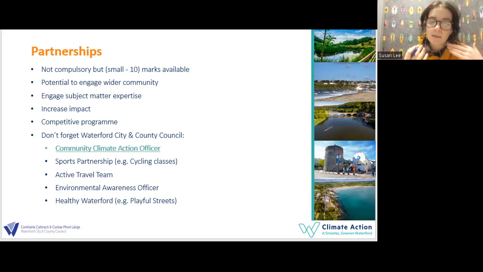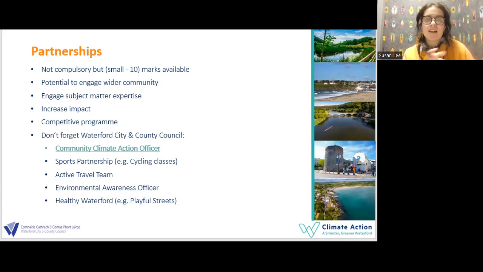Also, I would say this will be a competitive program with limited funding, and we would like a nice geographical spread. So groups in one location could choose to pool their projects together and apply as one if they wanted. You do not have to do that. It's just an option. And also, please don't forget that Waterford Council can provide supports. Myself, as the Community Climate Action Officer, I'm here to help you during your application, but I'm also here to help those who are carrying out the project.